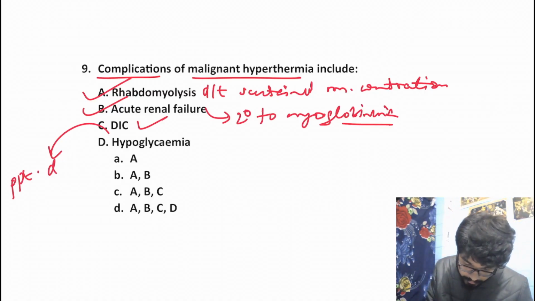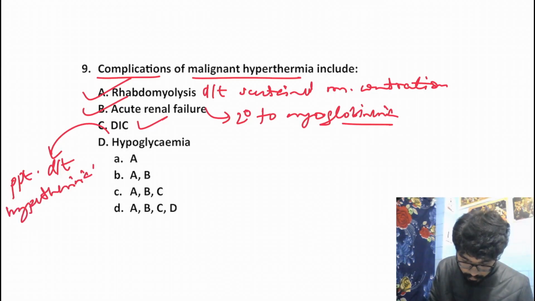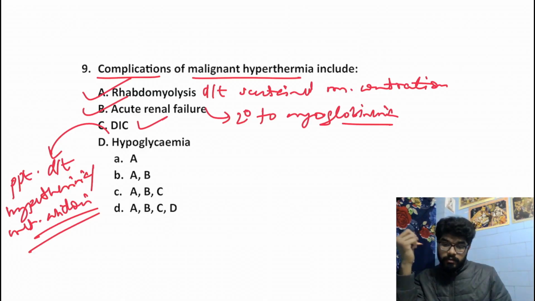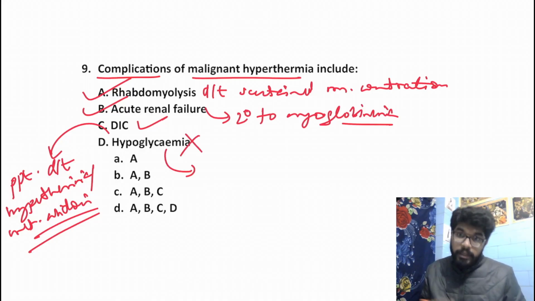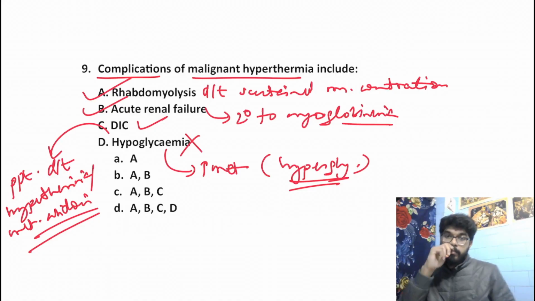due to hyperthermia or the metabolic acidosis. Metabolic acidosis or hyperthermia can trigger DIC in a patient. Okay. Hypoglycemia, no, we do not get hypoglycemia. This is a state of hypermetabolism. Increased metabolism would result in hyperglycemia, not hypoglycemia, right?